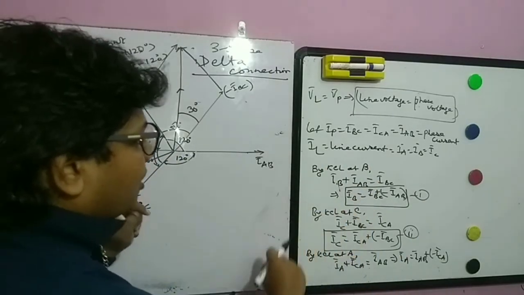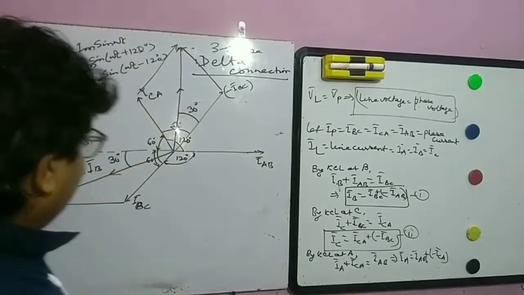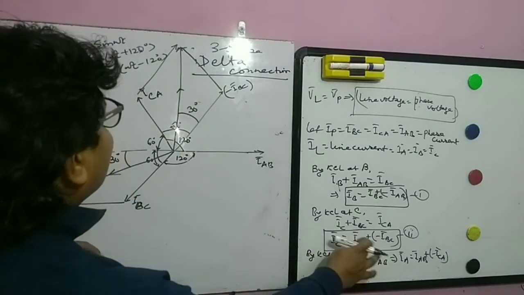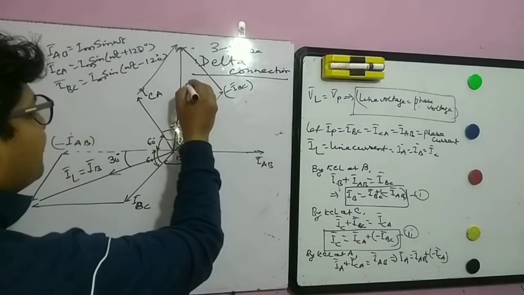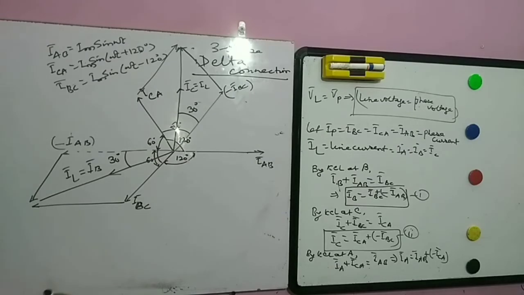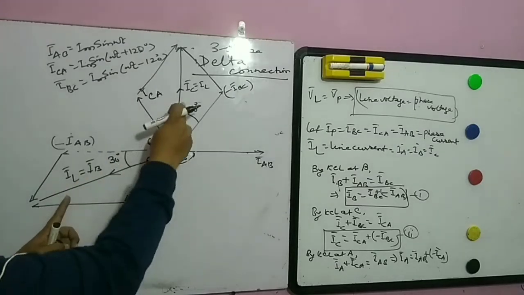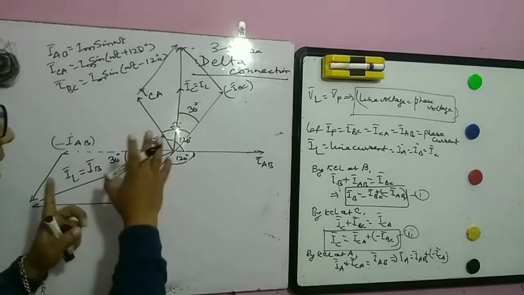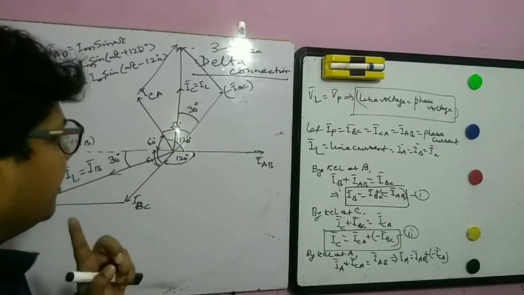IBC and IB is here. So this is IC and minus of IC. This is IC. We are getting here IC. IC is our another line current. So we can say that this IL and this IL, they are also at 120 degree, right? So line current and phase current both are at 120 degree.